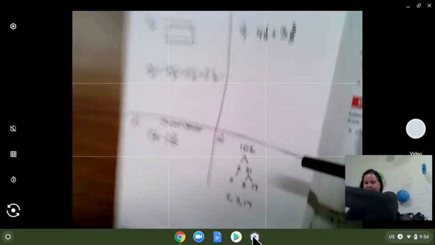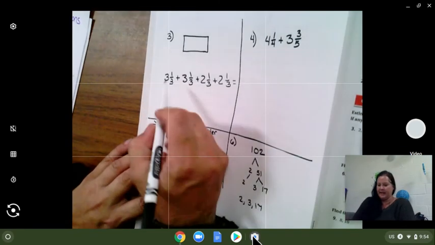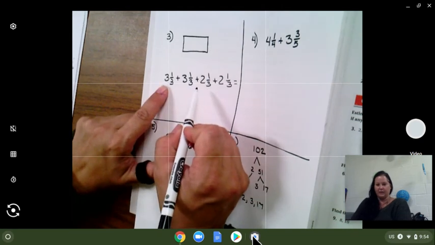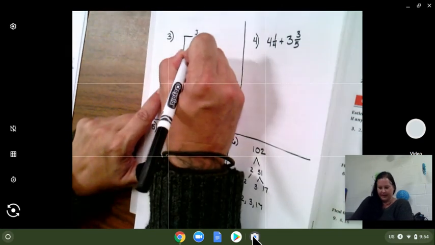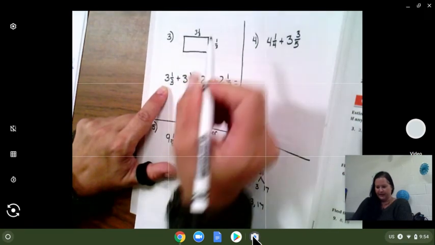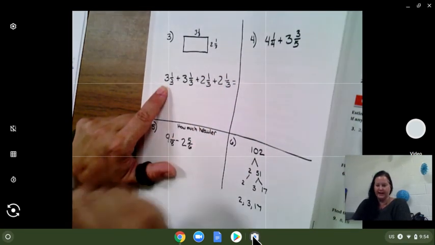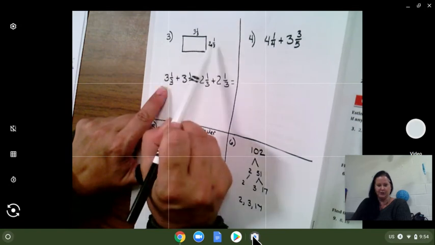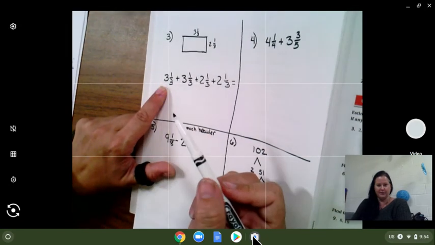Okay, so for the first problem, it gave us these two numbers. It gave us 3 1/3 as the length of our rectangle, and 2 1/3 as the width of our rectangle. And I know that a rectangle has 4 sides. There's 2 lengths and 2 widths. So I'm going to add all those up together.